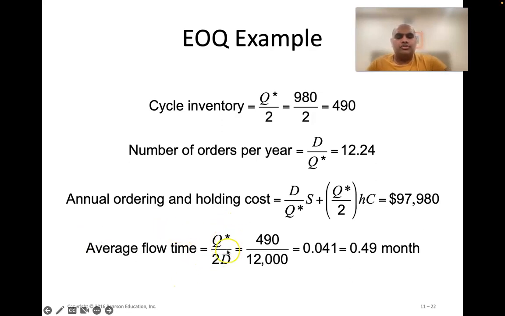And finally, the average flow time. The average flow time is Q star over 2 times D, which is 0.49 months. Because everything is in months here, about half a month, right? So a couple of weeks or however you measure time. So this is going to be about half a month, right?